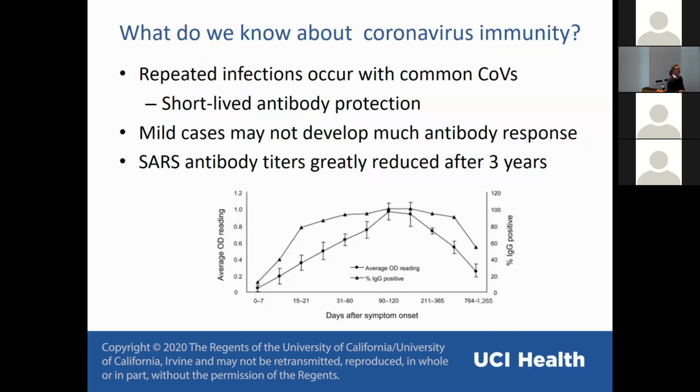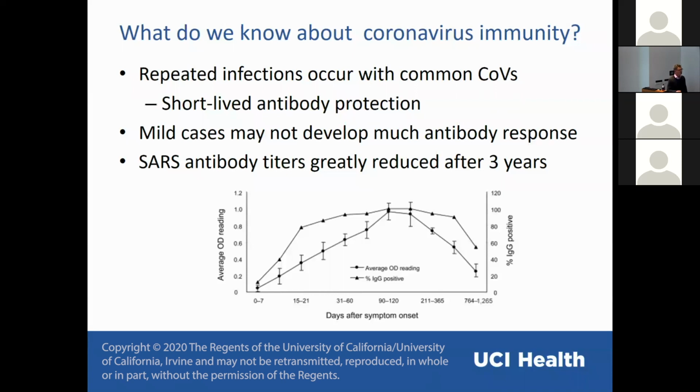What do we know about coronavirus immunity? Well, unfortunately, it turns out that infections with the common coronaviruses recur. So you might get infected this year, and a couple more years later, you very well may get infected with the very same strain of human coronavirus. And this can occur repeatedly. And probably the reason for this is that the antibody response, while protective, is protective for a fairly short period of time. And then the antibody protection wanes and you become again susceptible.